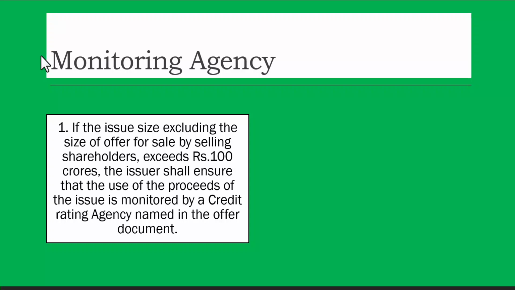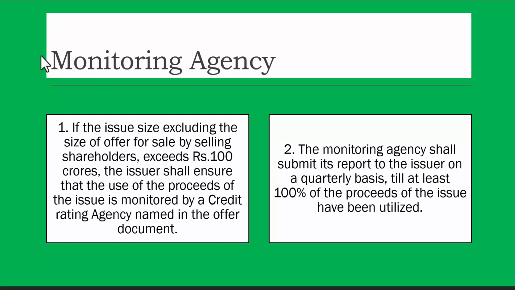When it is monitored, if the issue size is above 100 crores, who monitors? The credit rating agencies like ICRA and CARE. All these credit rating agencies monitor an IPO only when the IPO is above 100 crores. And what is the time period? So what they are monitoring is whatever amount has been collected by the issuer, that it has been spent for the purpose it has been collected.